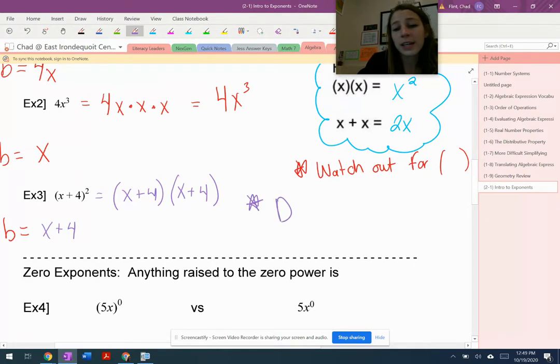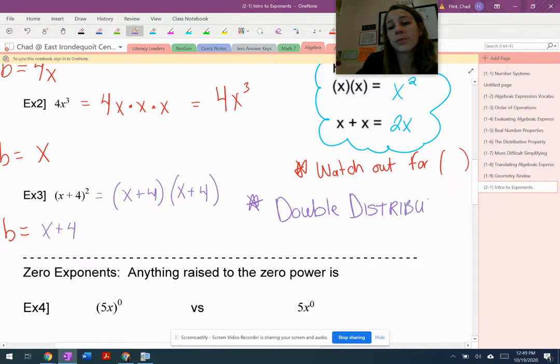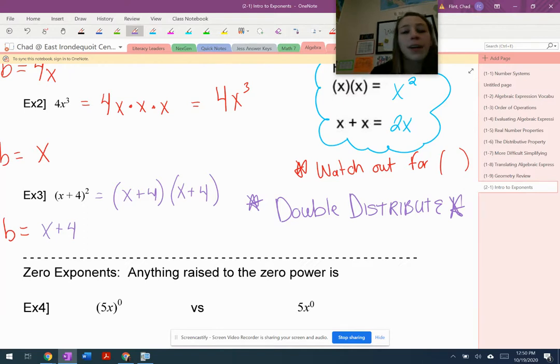So this is a double distribution problem, double distribute. Binomials squared are double distribution problems. You have to watch out for these. These are a very, very big mistake that I see very often in this class.